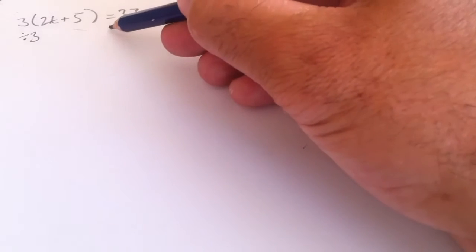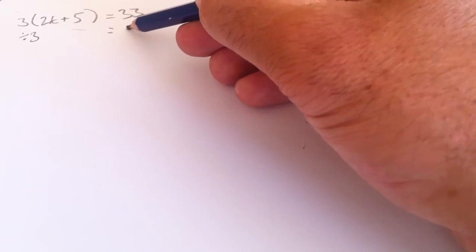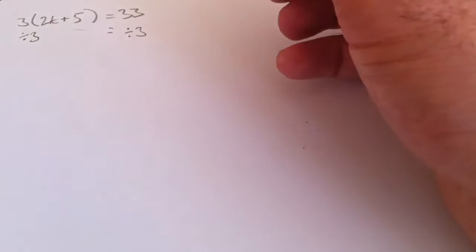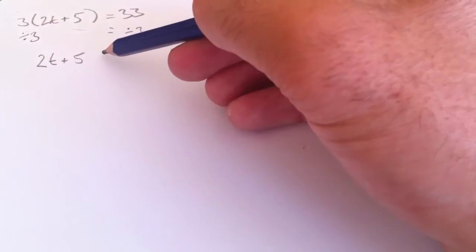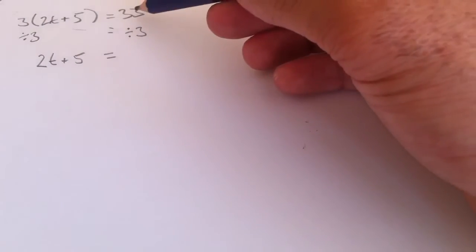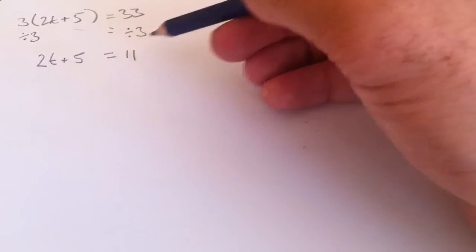operations, and realise that the times 3 here is the first thing to balance, so we need to divide by 3 to cancel that times 3 out. Whatever we do on one side of the equation, we must also do on the other, so we're dividing by 3 here. That cancels that out, giving us 2t + 5 = 36 divided by 3, which is 12.